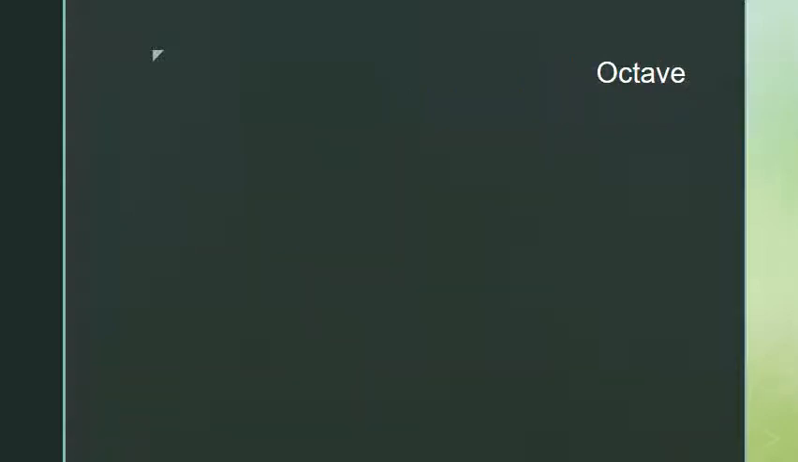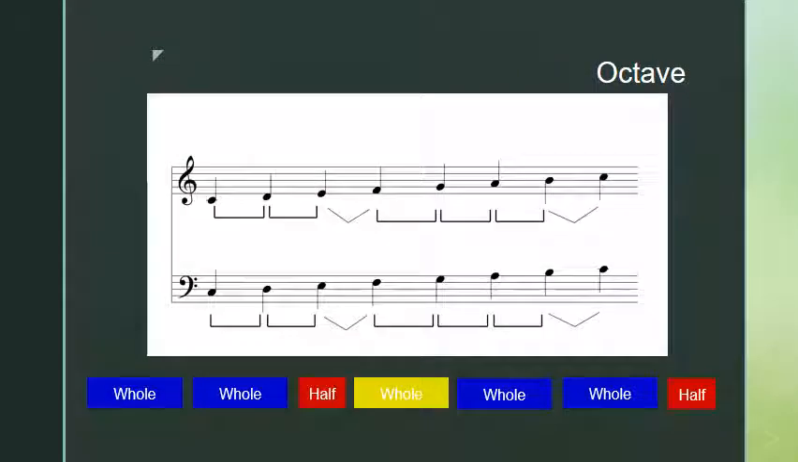When we're done, our whole major scale pattern looks like this: whole, whole, half, whole, whole, whole, half. In addition to the basic distances of whole and half steps, there are also other distances, most of which we'll talk about in a later video. One other important distance, though, to know is an octave.